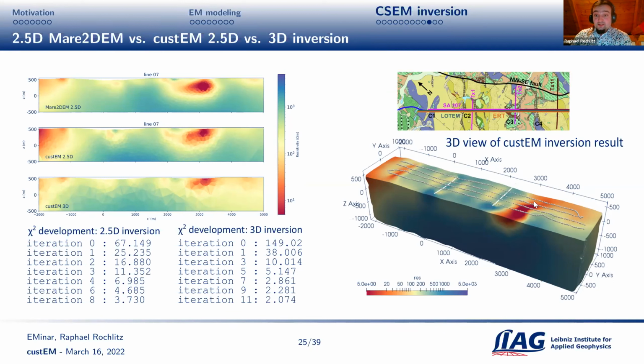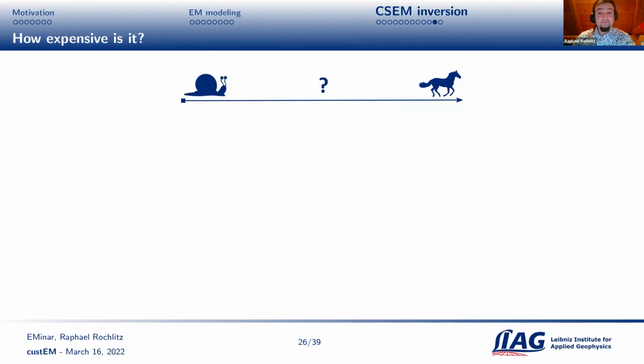And considering this and also the 3D inversion result, we see that if our geometry becomes more 3D, it is probably more reasonable to do a 3D inversion than 2.5D inversions on flight lines. And this is the motivation to really go for this 3D inversion approach with cusTEM.